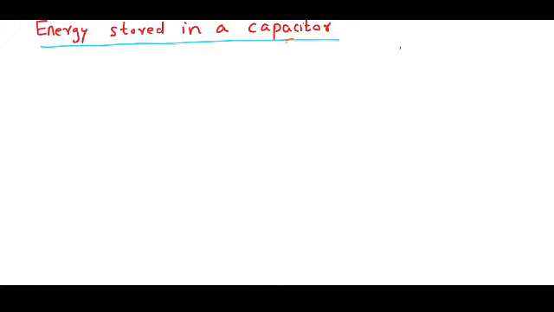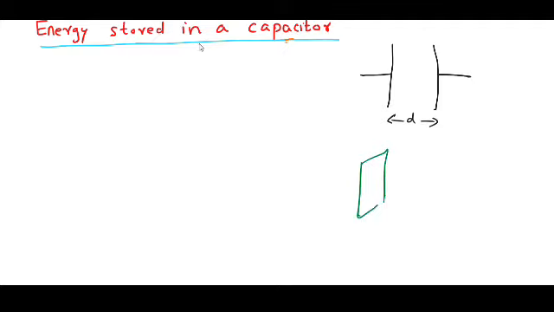A capacitor is simply an arrangement of two conducting plates separated by a distance d. Each conducting plate is made up of neutral atoms. The neutral atom is represented by this one. A large number of neutral atoms are there on each capacitor plate.